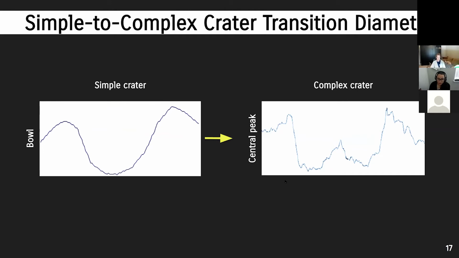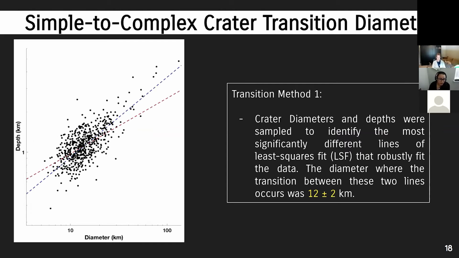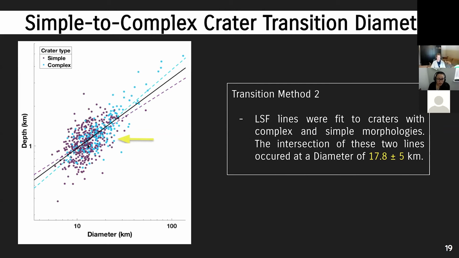The first method uses the relation between the diameter and the depth, and we identify the biggest or the most significant change, and we found that this value was around 12 plus or minus 2 kilometers. The second method uses the topography information with the same plot as we saw before, except in this case we take into account the simple and the complex LSF lines, and whenever they had an intersection, that's the point where we call it the transition diameter, which occurs in this case at 17.8 plus or minus 5 kilometers.